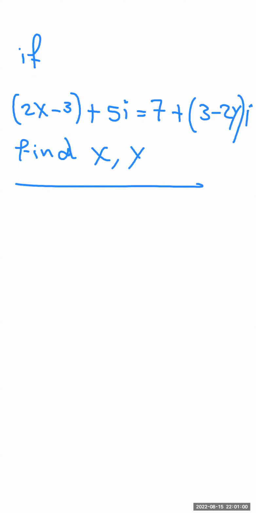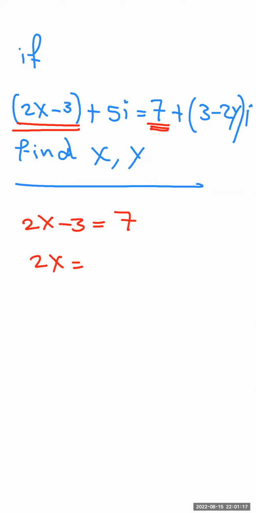So here, guys, it's given that these two complex numbers are equal. So simply the real part will equal the real part. Where is the real part? This one will equal the real part, which is 7. So 2x minus 3 equals 7. 2x equals, shift the negative 3, change the sign, it will become 7 plus 3. So 2x equals 10, x equals 5. The first requirement.